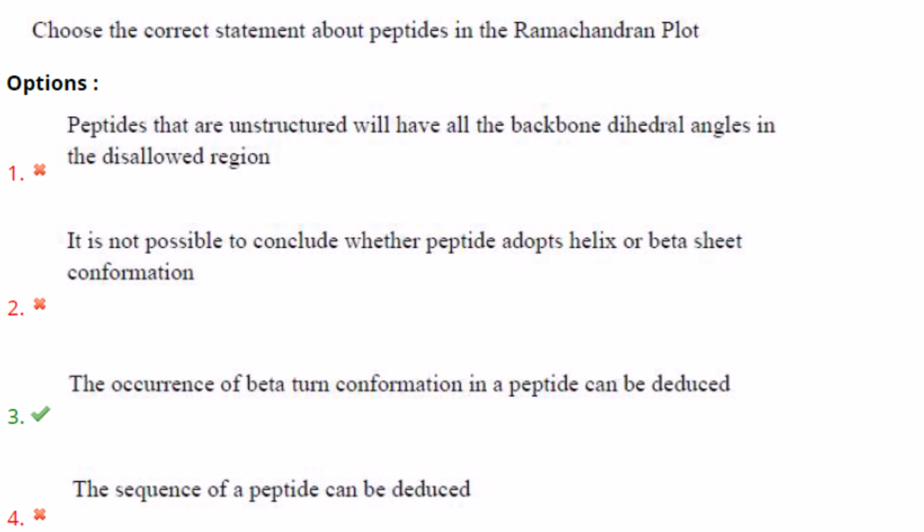Then, the sequence of the peptide can be deduced? The sequence of the peptide cannot be deduced with the help of the Ramachandran plot. It only tells regarding the conformation the peptide can adopt, whether it is going to have an alpha helix or a beta sheet structure, not the sequence.